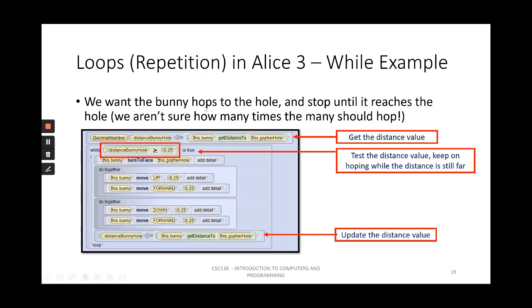This is another example in Alice. We put a while block, where the distance to the bunny hole is larger than or equal to 0.25. Once the distance is smaller than 0.25, it will stop the repetition. I will show you the demo for this topic.